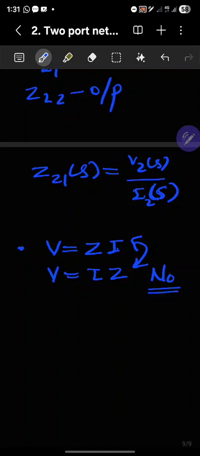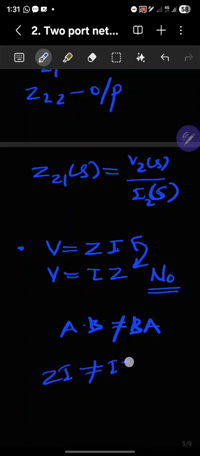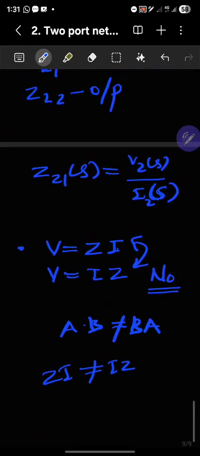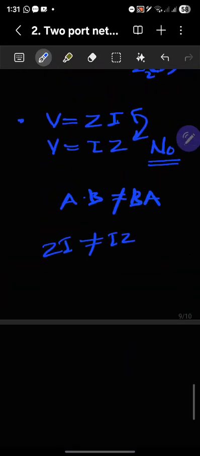Matrix multiplication is not commutative. Generally, matrix AB is not equal to matrix BA. This property is not applicable for matrix multiplication. So the matrix multiplication ZI is not equal to IZ, so we cannot write that. From this also we can frame questions. Why I'm highlighting this point is that from this we can make some questions for exams. So please note this point.